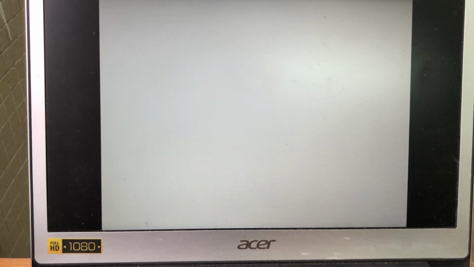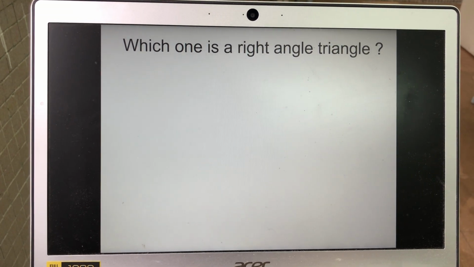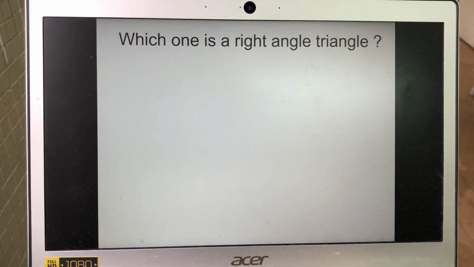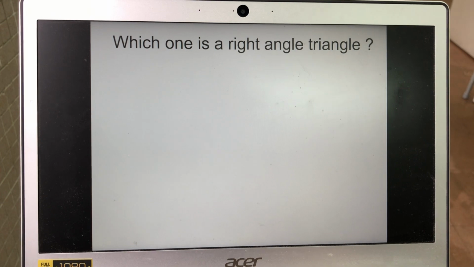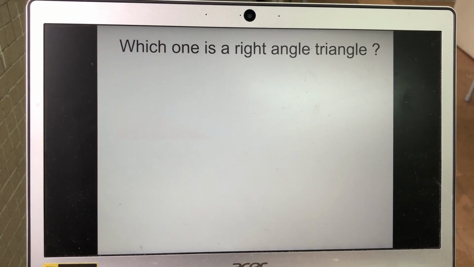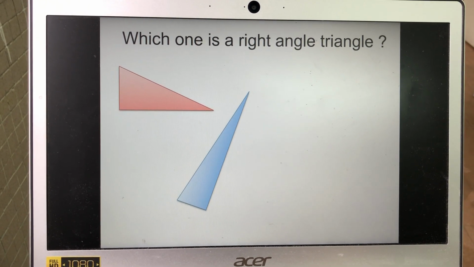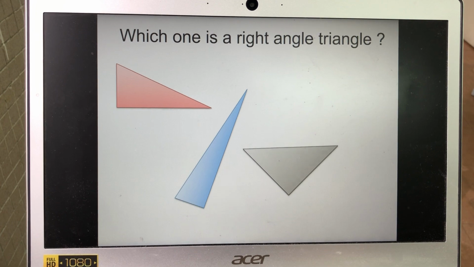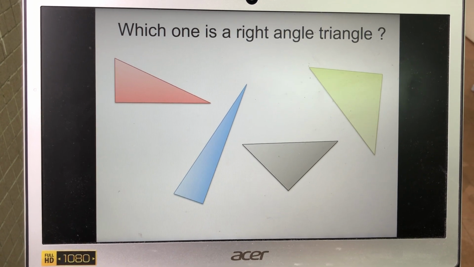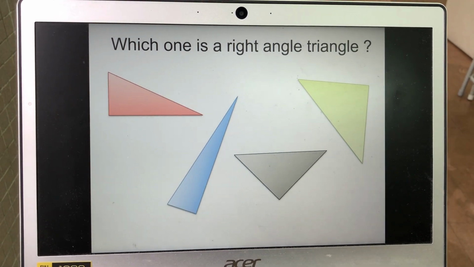So let's start. Today we'll be talking about the last item in chapter 9. Now, please look at all these triangles. One of them is a right angle triangle. Can you guess which one is a right angle triangle? The first one, the second one, the third one, or the last one? What do you think? Which one is a right angle triangle?